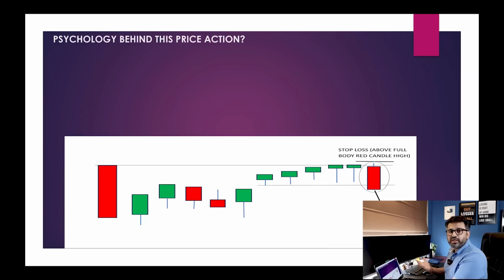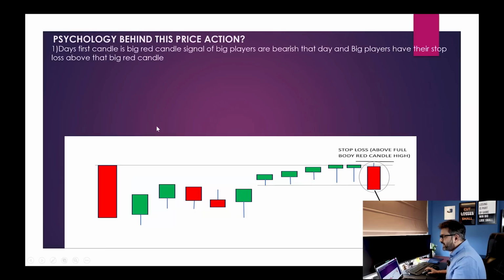When there are more sellers, the market goes down. So now what I am going to explain here, listen to it carefully so that this strategy makes sense for you, and next time you will also understand how to read price action on the charts. First one: the day's first big red candle is a signal that big players are bearish that day. Big players have their stop loss above that big red candle.